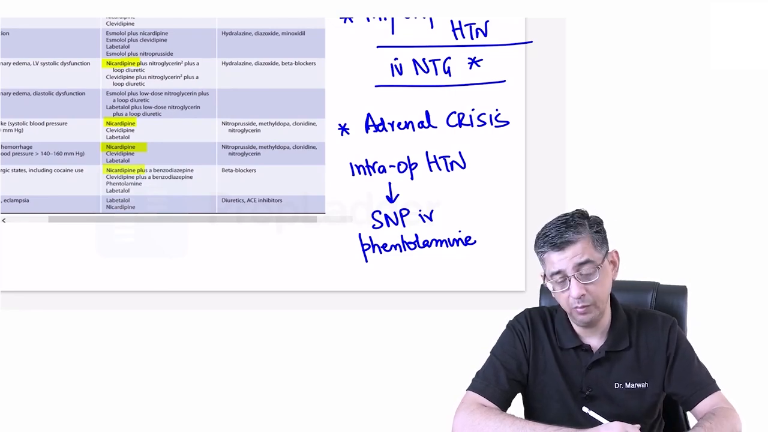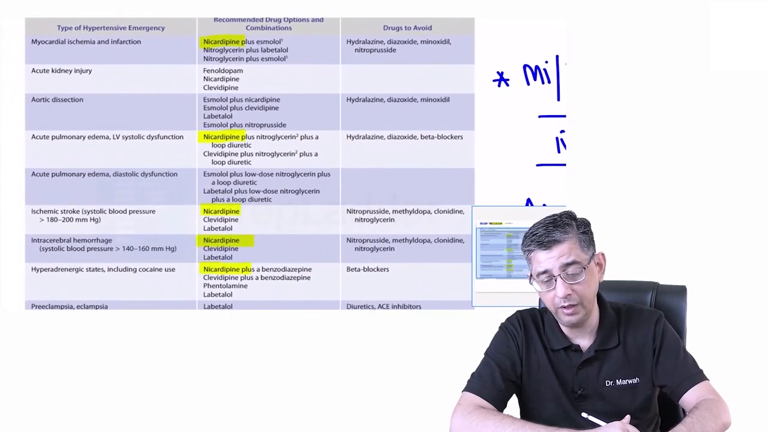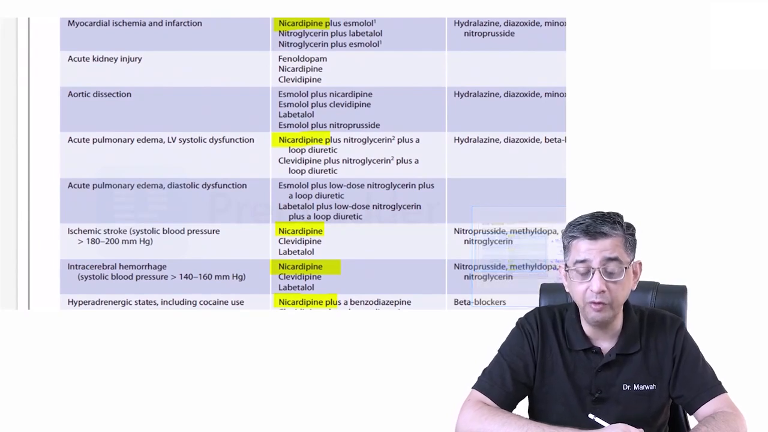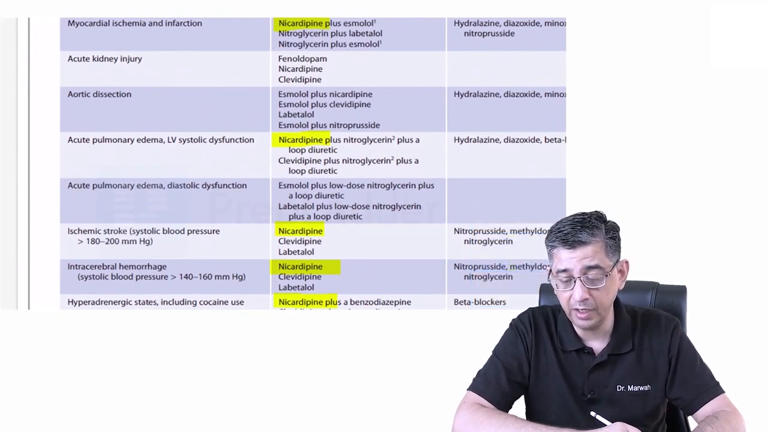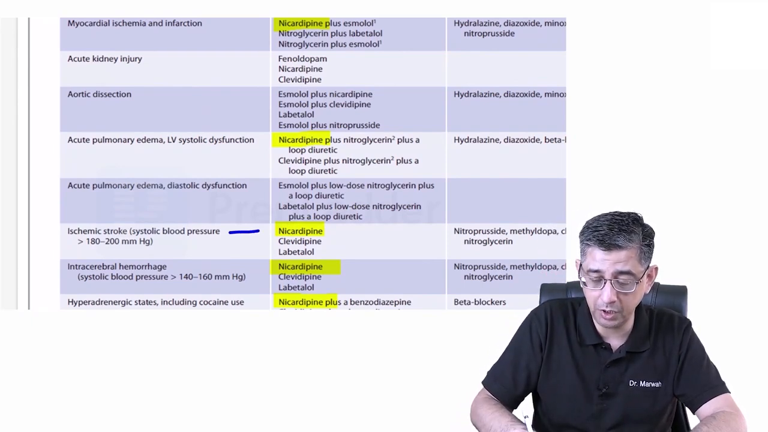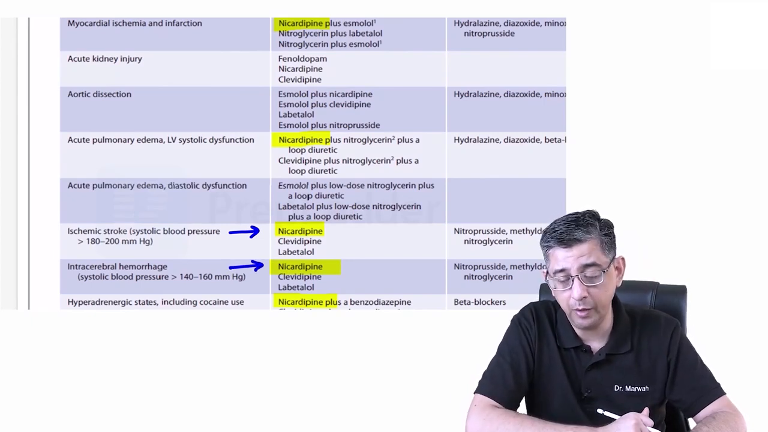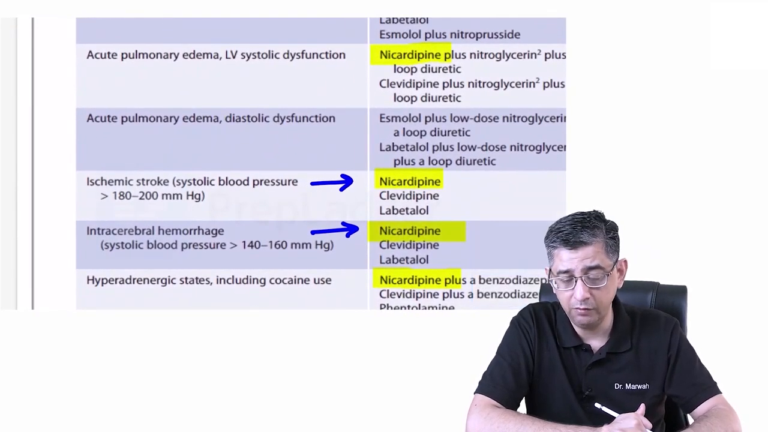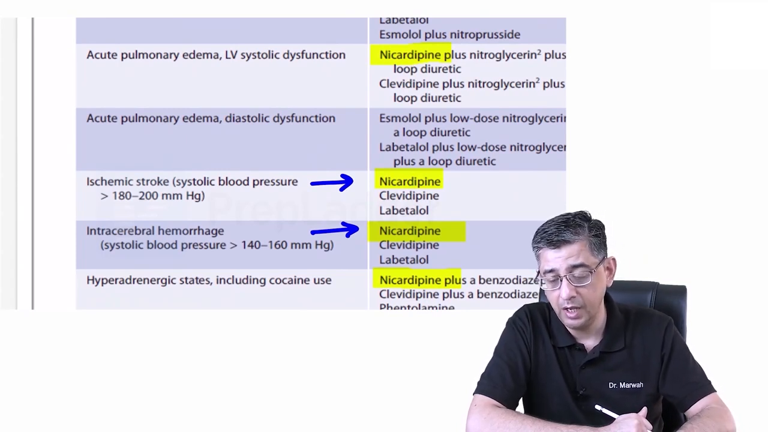So for hypertensive emergencies, guys, there's a table in the textbook, and I'm just zooming it in for your convenience just to prove before you the fact that why have I spoken about nicardipine so many times, especially with respect to ischemic stroke, especially with respect to intracerebral hemorrhage. And you can also see that the cutoffs that I've described before you, 185 by 110, 140 is approximately to 160 are well documented in this case.